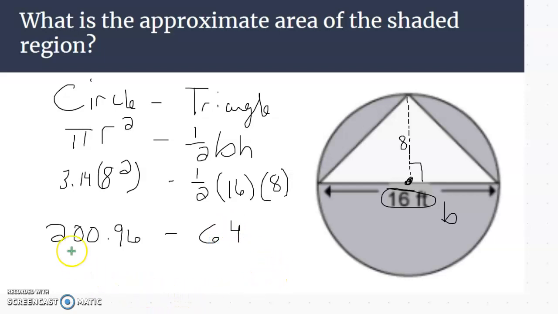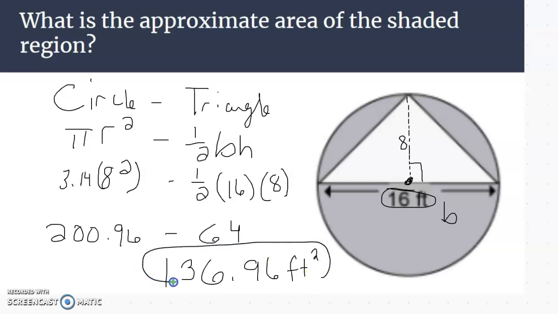And we use our calculator, 200.96 minus 64. Final answer, 136.96 square feet. That gives us the area of the shaded region, with the result of taking a circle and subtracting a triangle.